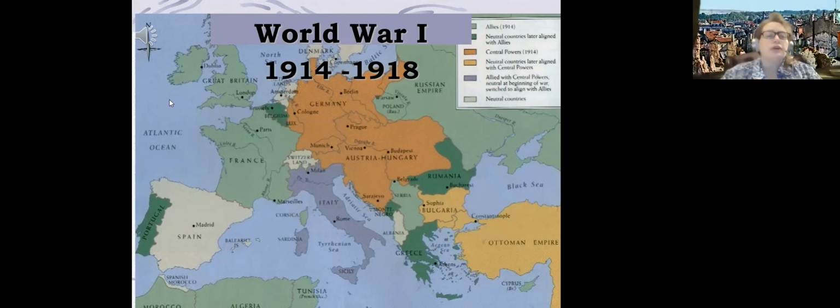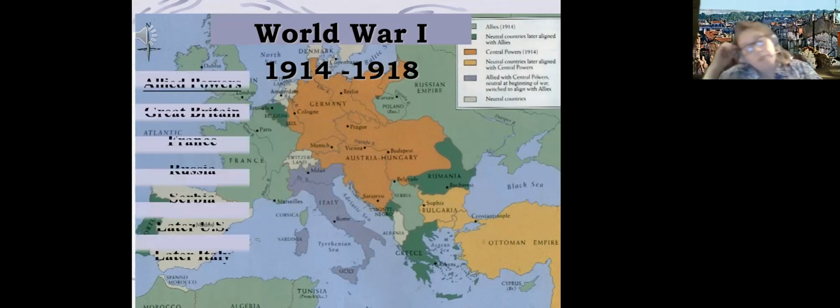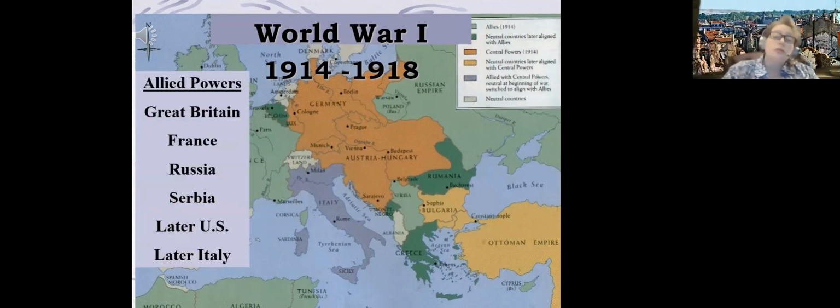First off, over here in the green is the Allied powers: Great Britain, France, and Russia. Those three constituted the Triple Entente before the war. Serbia will also be, of course, part of the reason that the war starts, which is one of the reasons why they're certainly going to be on the Allied side. The United States will later enter the war, and so will Italy. Italy will enter in 1916 and the United States in 1917, as we will see.